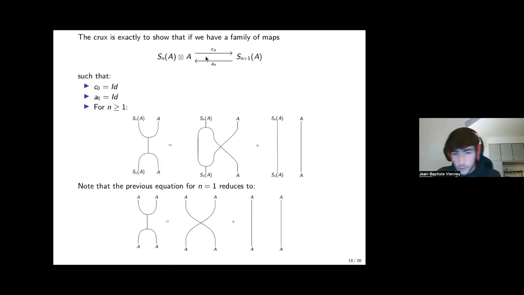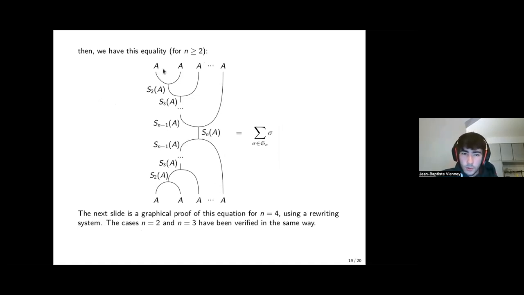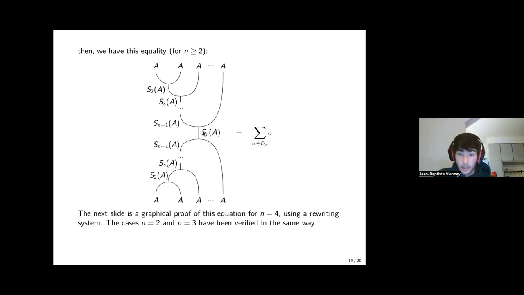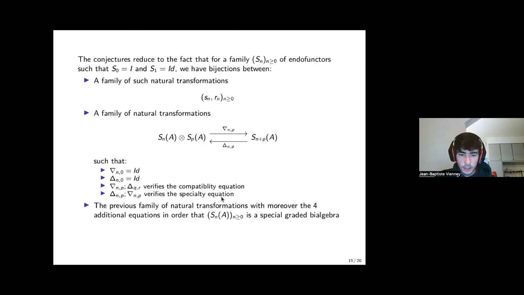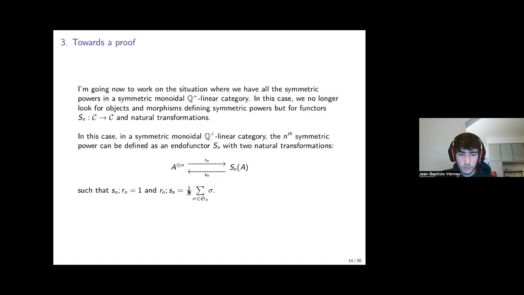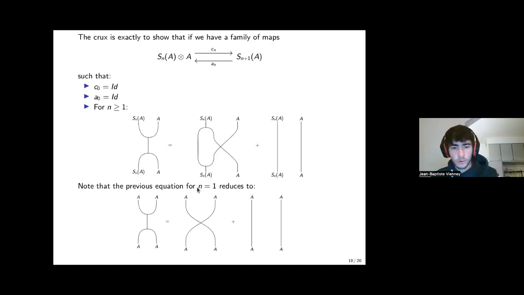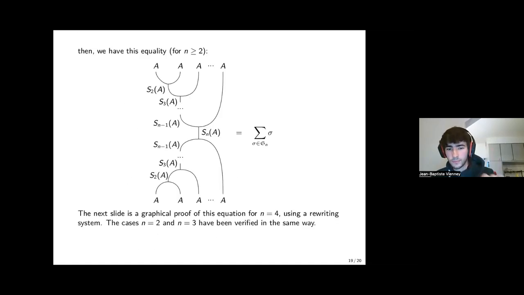you combine these creation operators, and you can obtain a map from A tensor n to S^n of A. By combining these annihilation operators, you can obtain a map from S^n of A to A tensor n, and you want it to give you the sum of all the permutations. And so to recover R_n and S_n, you just have to add a factorial. But really what is difficult is to prove this equation from these equations.